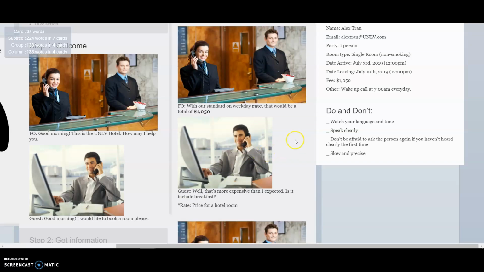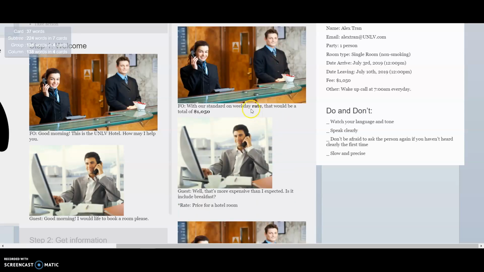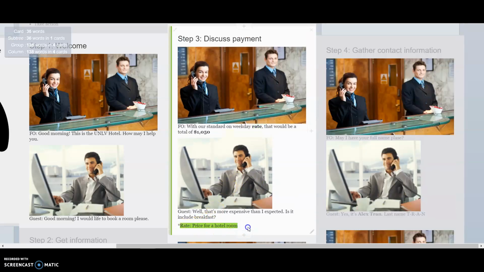Now, let's go back again. What other keyword are we looking for here? When the front desk mentioned rate, this means she is mentioning the price for the hotel room, and depending on the season or the day, hotel room prices could be very variable. And in this case, for him, it costs about $1,050 in total for the 7 nights he is staying.